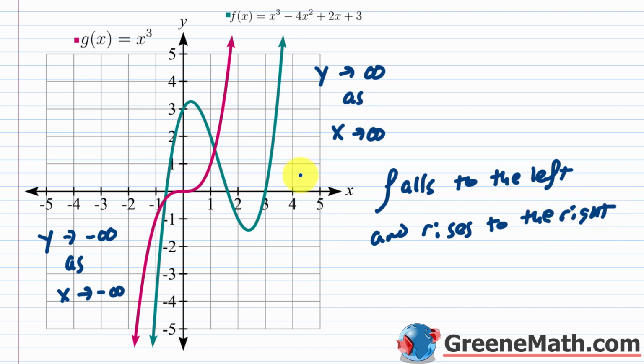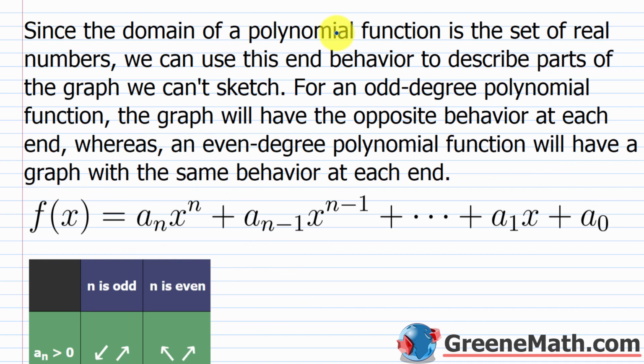You could also use this notation as well. So since the domain of a polynomial function is the set of real numbers, we can use this end behavior to describe parts of the graph we can't sketch. For an odd degree polynomial function, the graph will have the opposite behavior at each end. We just saw that a moment ago. We had it falling to the left and rising to the right. Whereas an even degree polynomial function will have a graph with the same behavior at each end.